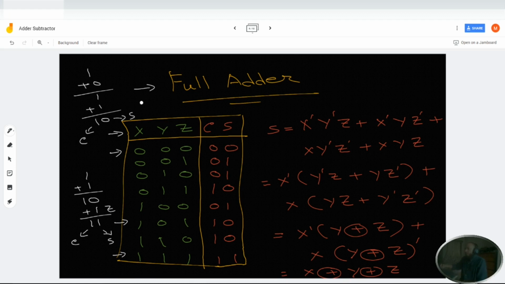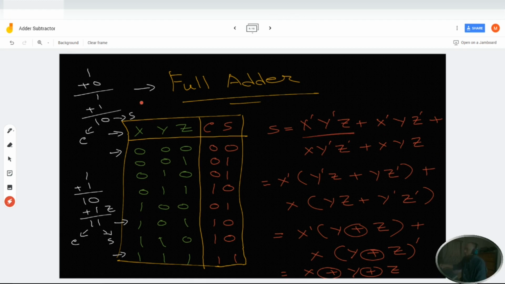Now let's see how we can write the Boolean expressions. Here I have written in canonical sum form and then simplified it. Let's see how I have written the canonical sum form. For sum we have the outputs ones in these positions. For this one we can write x prime y prime z. For this one we can write x prime y z prime. For this one we will write x y prime z prime, and for this one we will write x y z. So I have written it like this.